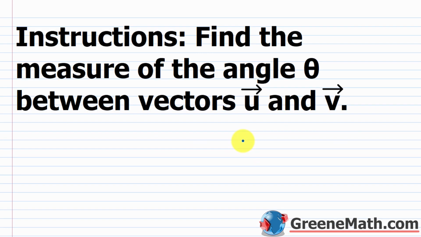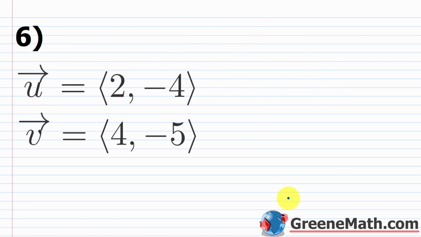All right, for the next few problems, the instructions will change. Now we want to find the measure of angle theta between vectors u and v. So for problem 6, we have our vector u given in component form. So the horizontal component is 2 and the vertical component is -4.